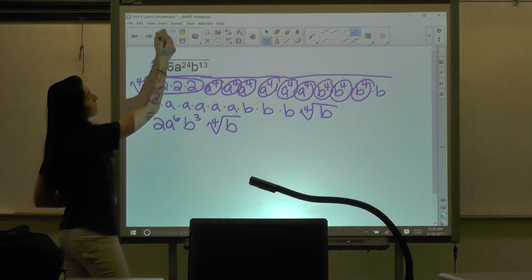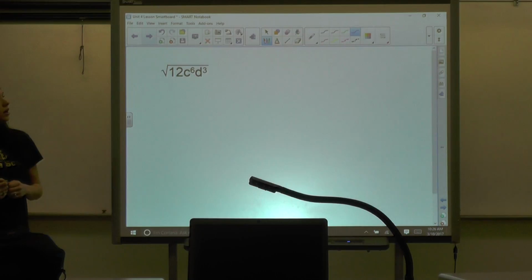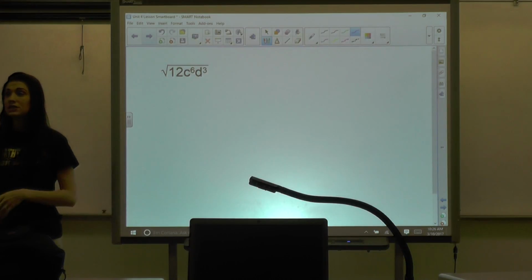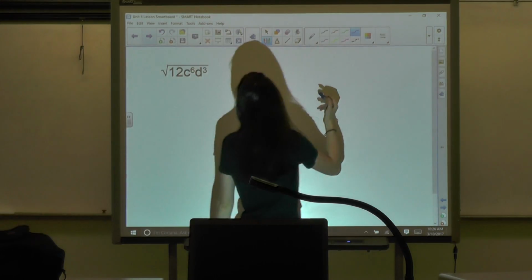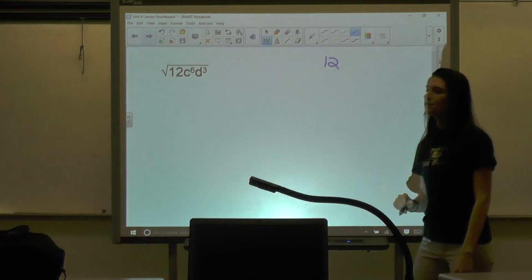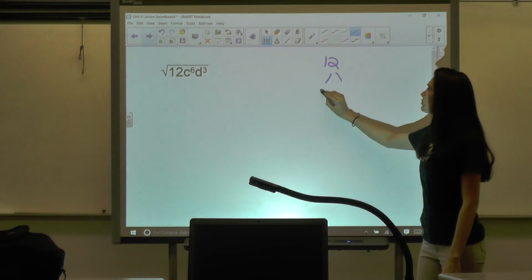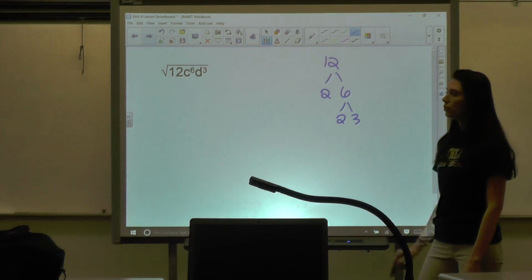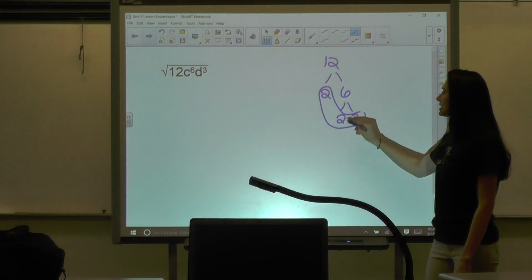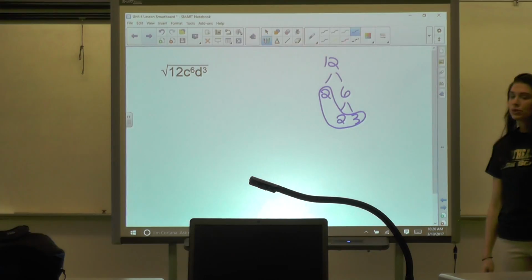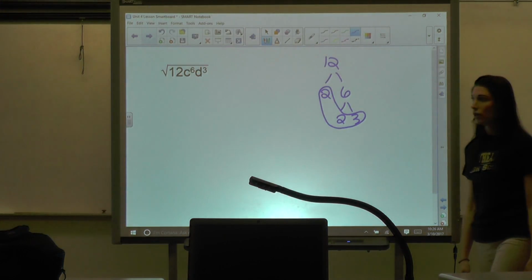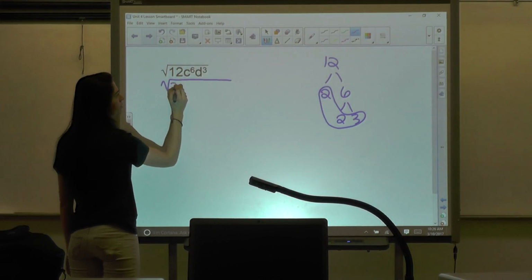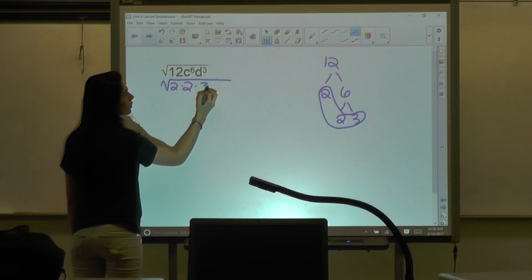So another one, this is a square root because there's no number, there's an imaginary 2 there telling you to take the 2 out. You do your factor tree of 12. So 2 times 6 will give you 12, and 2 times 3 will give you 6. You place this in your sock. 2 times 2 times 3 is going to replace that 12. So I have 2 times 2 times 3.